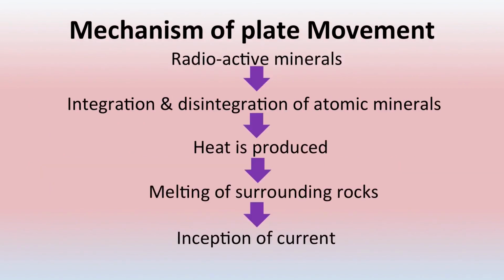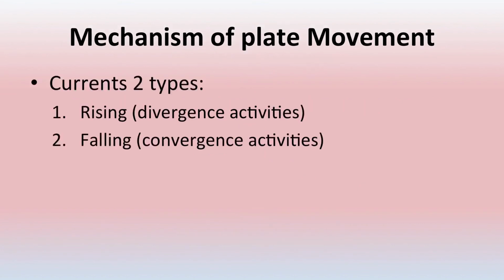Radioactive minerals found inside the earth disintegrate and atomic minerals are formed, and heat is produced during the disintegration. This results in melting of the surrounding rocks, and then the inception, or starting, of the current takes place. There are 2 types of currents, the rising current and the falling current.